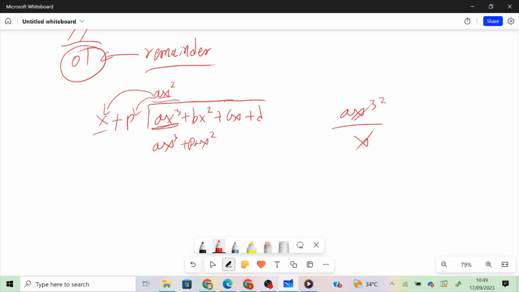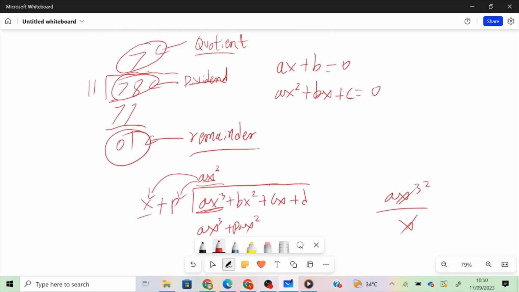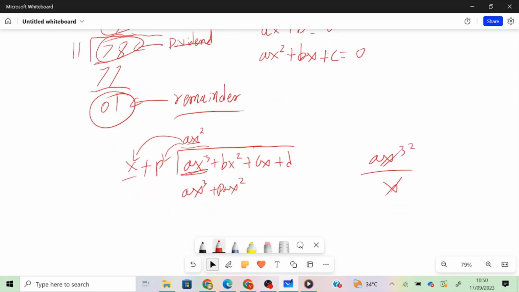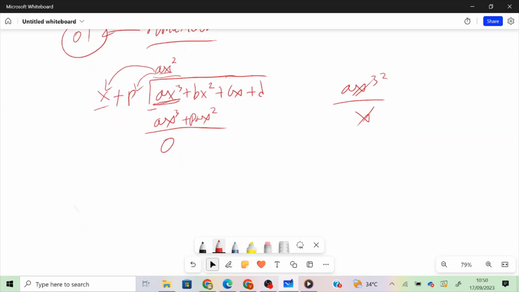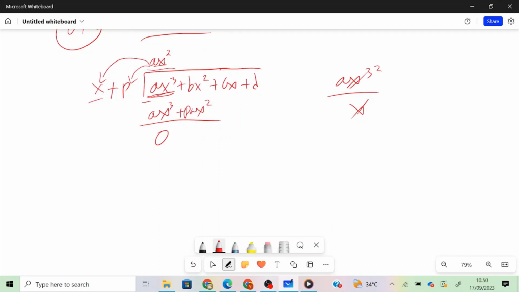And we know from our normal division that we always subtract over here. So using the same fundamentals, we subtract. Ax cubed minus ax cubed is 0, so we have 0 here. Bx squared minus pax squared, that would eventually give us bx squared minus pax squared. Now all of this looks complicated with all the p's and b's and a's because I'm not using actual values at the moment, but this is how the ground foundation of it works.